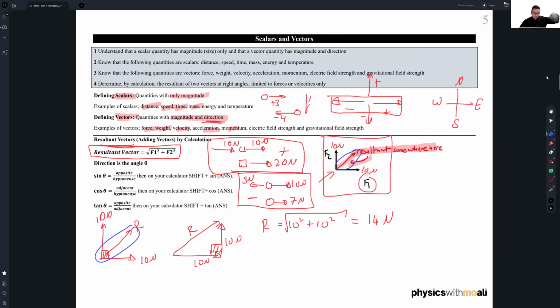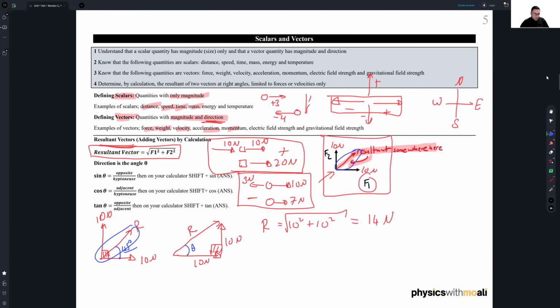Like if I tell you, and I'm spoiling the answer, that this is at 45 degrees to the horizontal, you know exactly where that vector is. It's like 45 degrees above the horizontal. But how do we get this angle?